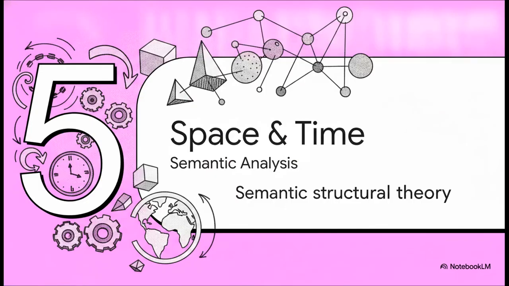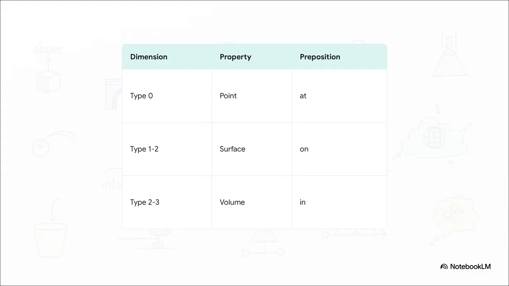All right, shifting gears from syntactic structure to meaning, let's dive into Section 5, semantic analysis, specifically how we handle space and time. Looking at locative semantics, it is almost mathematical how it maps to dimensional properties. It's incredibly elegant. For a type 0, which is a dimensionless point on a map, you use at. If you're referring to a type 1 or 2, which represents a line or a flat surface, you use on. And for a type 2 or 3, representing a three-dimensional area or volume, you use in.